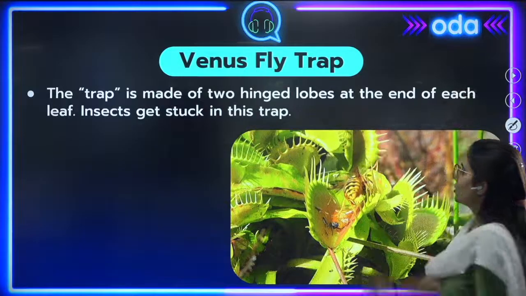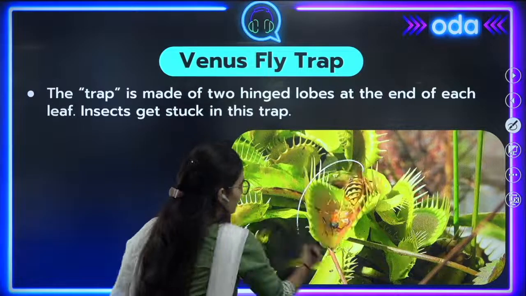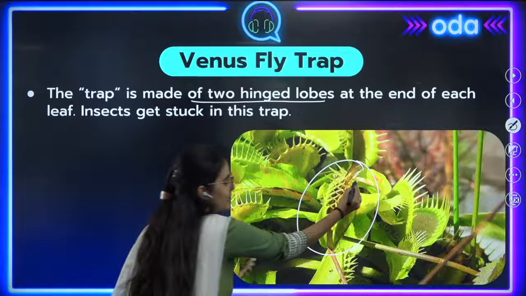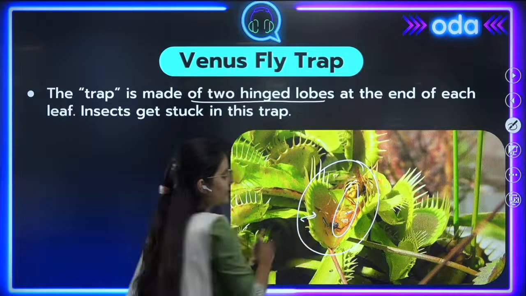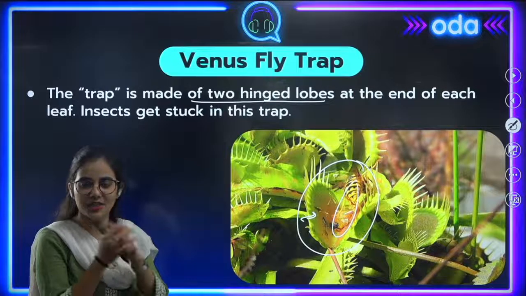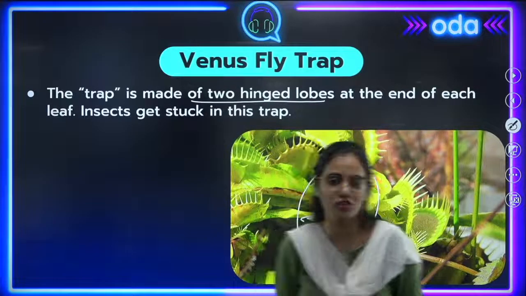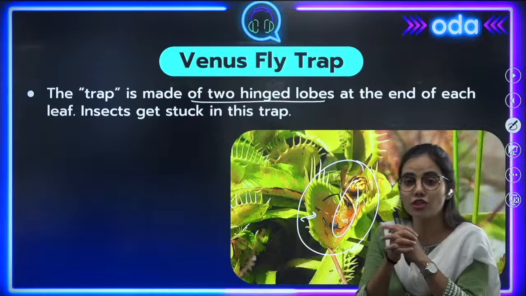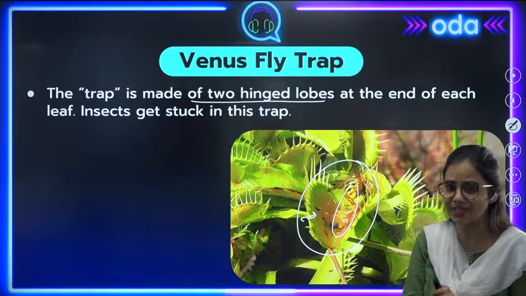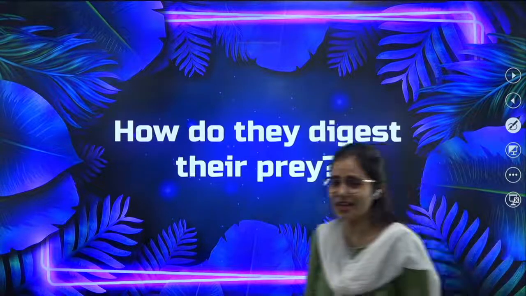Okay, so here, as you can see, this is the trap, right? It's made out of two hinged lobes. As you can see, this is the first lobe and this one is the second one, right? So there are two different lobes and they close on each other. They come together when the insect gets in touch with the structure itself. And obviously it's going to close up tightly so that the insect will get trapped inside and the plant will get nutrition from there.